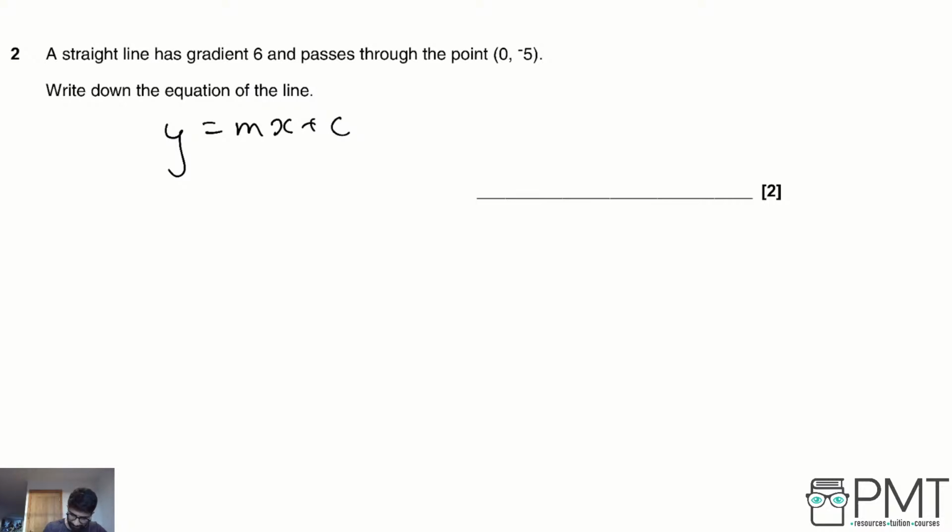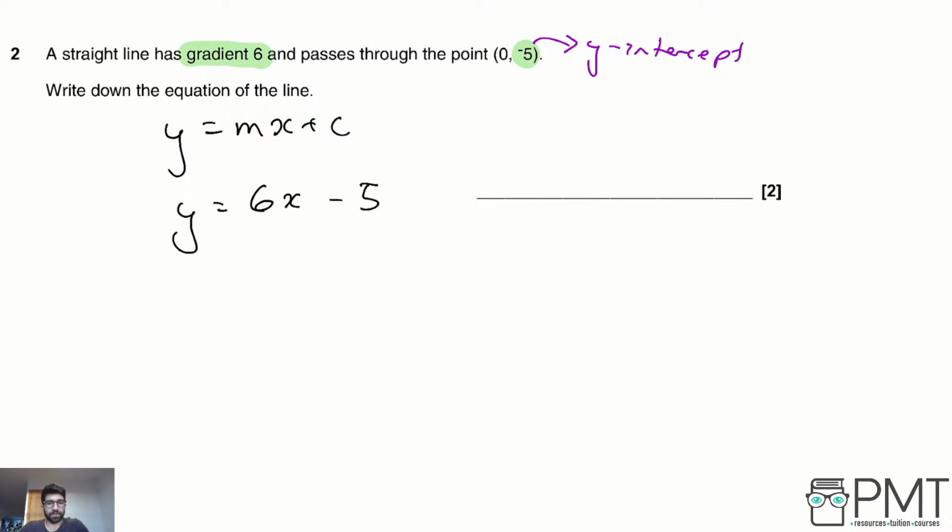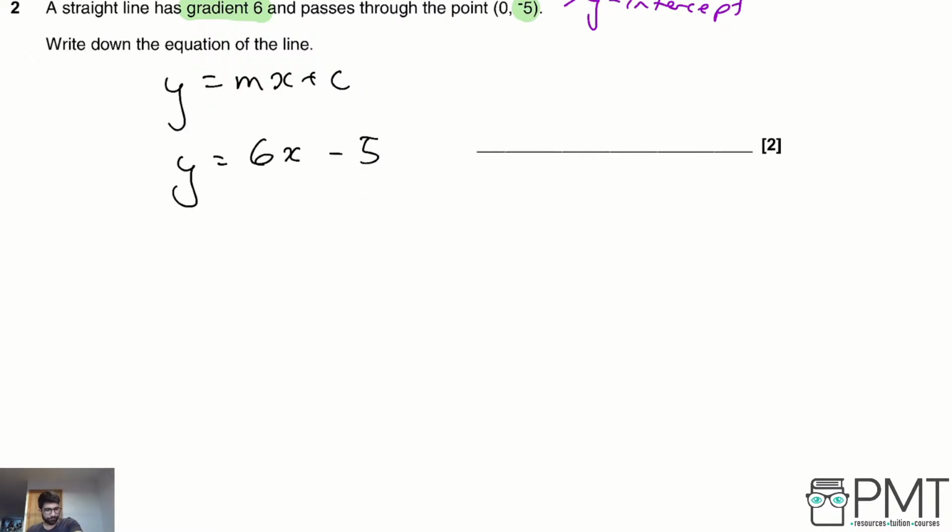Then the gradient is 6. This is going to be your y-intercept, because when x is 0, you get the y-intercept. So put it into the correct form, y equals 6x minus 5. So that's going to be your answer. It's just a write down question, so it should be quick.